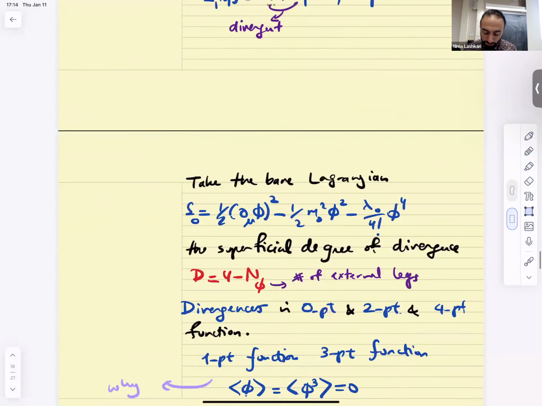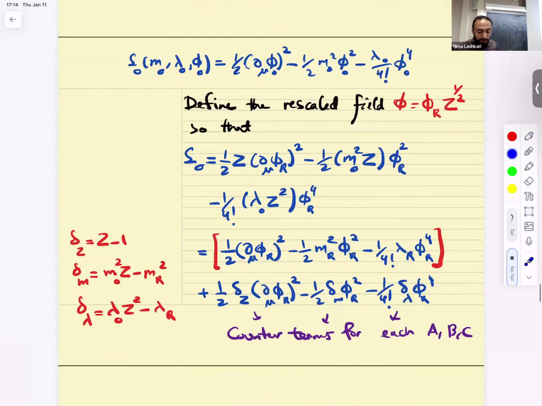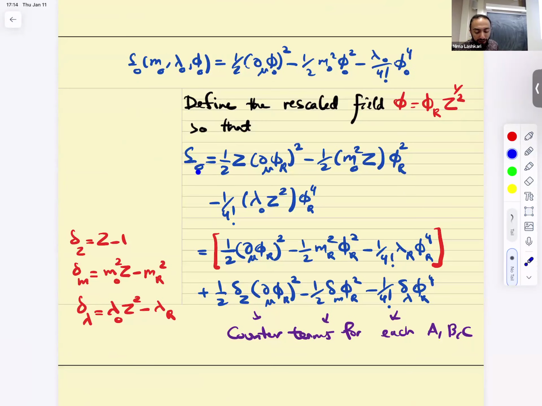So this is your starting point. This is the bare Lagrangian. You define a rescaled field, the renormalized field, phi of r, such that now L0 is just a rewriting of this, right? L0 is half Z (del mu phi_r) squared minus half m0 squared Z phi_r squared minus 1 over 4 factorial lambda Z squared phi_r to the fourth. Good.